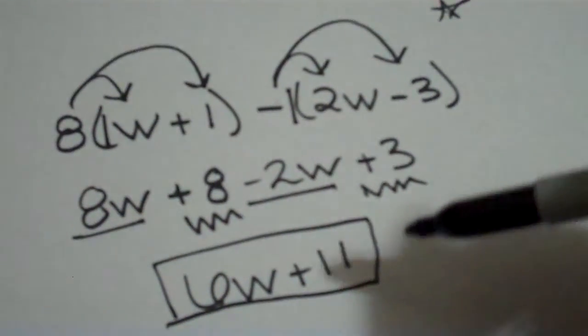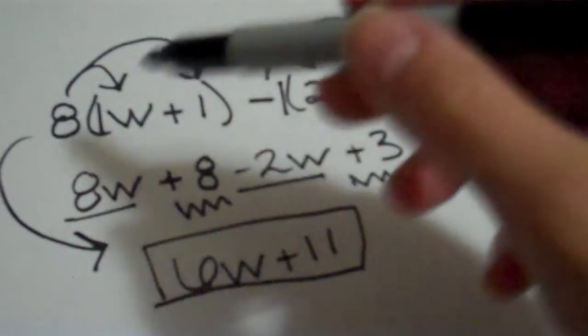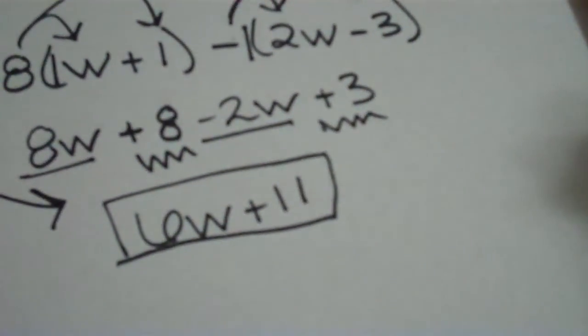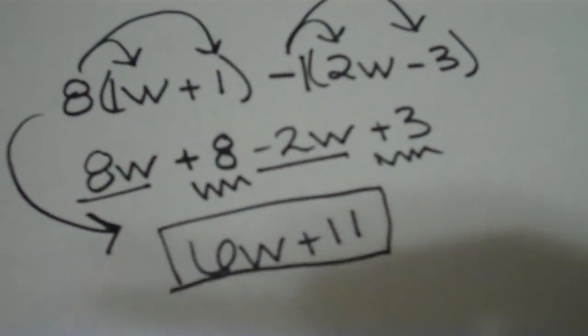I need to see this work on your paper. If you're going straight from here to here, I'm not going to be happy. I need to be able to see the process. That way if you're getting something wrong, I can see where you're thinking wrong. Make sure you show your work.